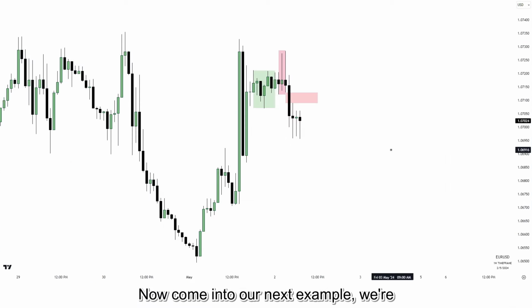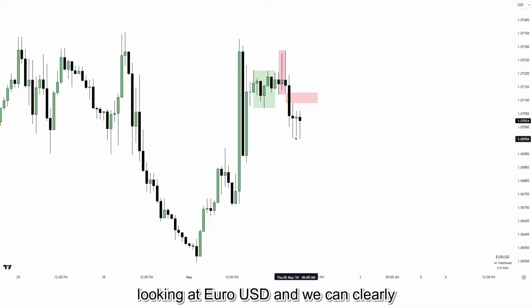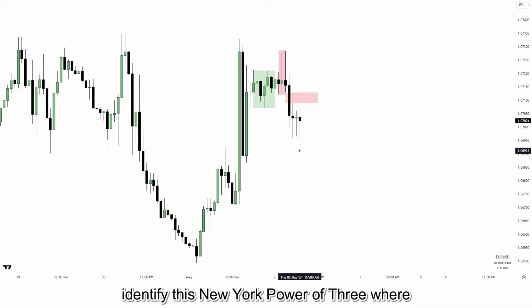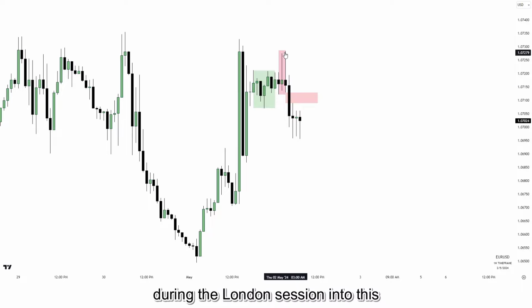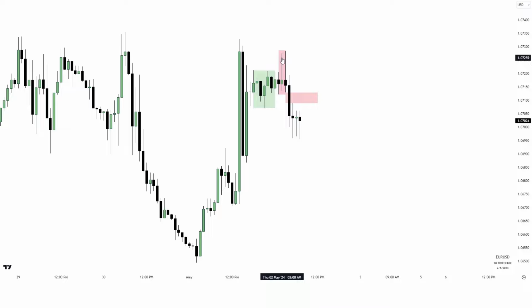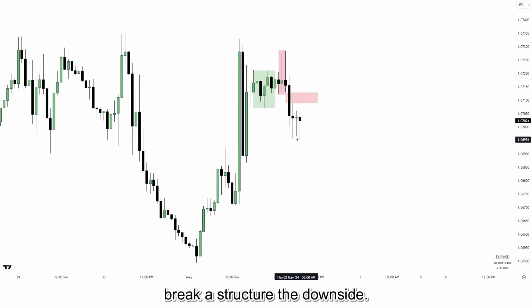Now coming into our next example, we're looking at Euro USD, and we can clearly identify this New York power of 3, where we had this Asia accumulation. We had this push to the upside here during the London session into this rejection block. Price failed to get above that rejection block following this break of structure to the downside.